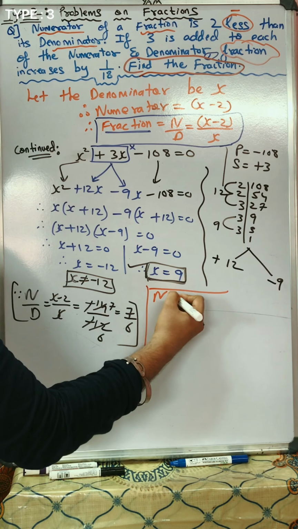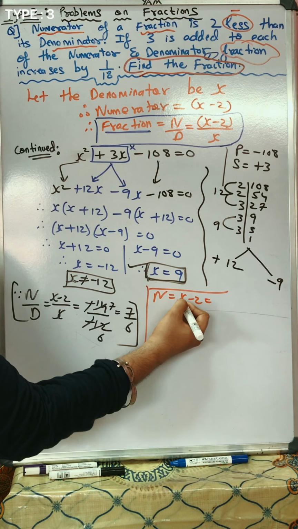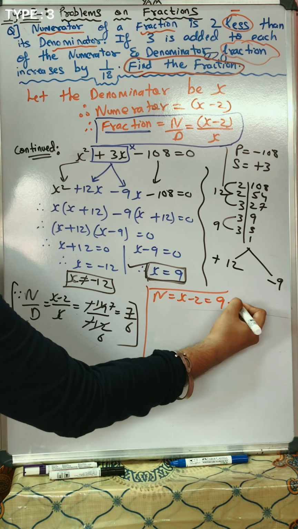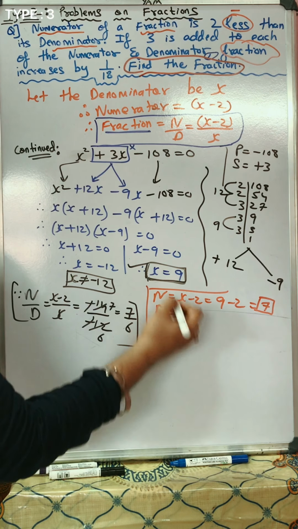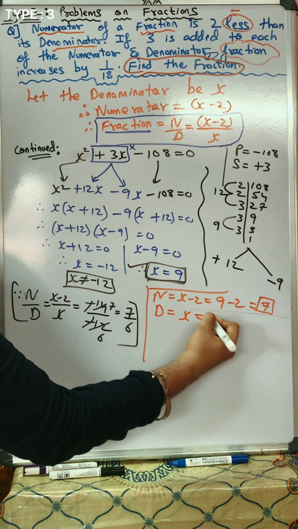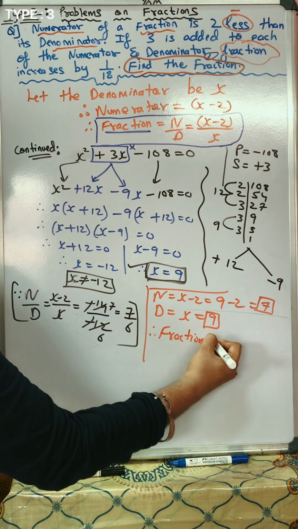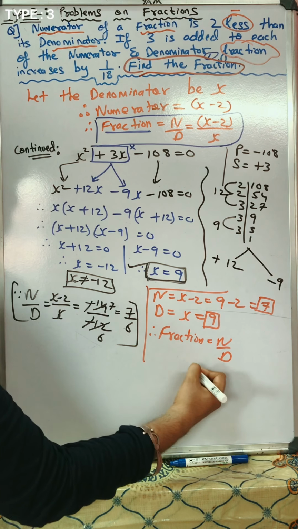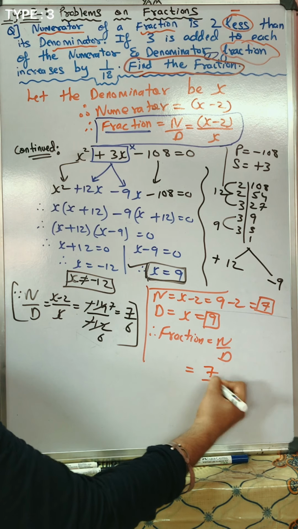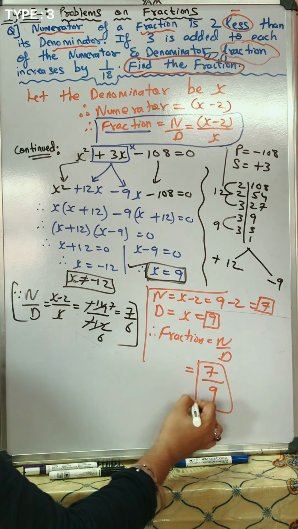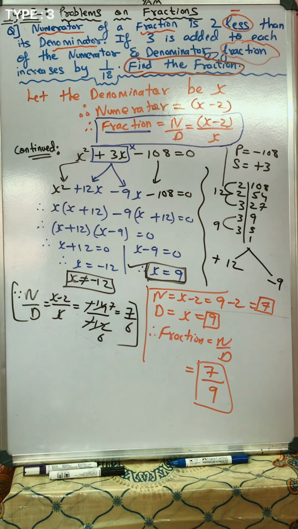So my numerator is nothing but x minus 2. So I'll write here x minus 2. At the place of x, I'll substitute 9. 9 minus 2 is equal to 7. So 7 is my numerator. What will be my denominator? My denominator is x. So x is equal to 9. This is my denominator. Therefore my fraction will be numerator upon denominator is equal to 7 upon 9. See, numerator is less than denominator, and that too by the value 2. Hope you understood, students. This was an important question.